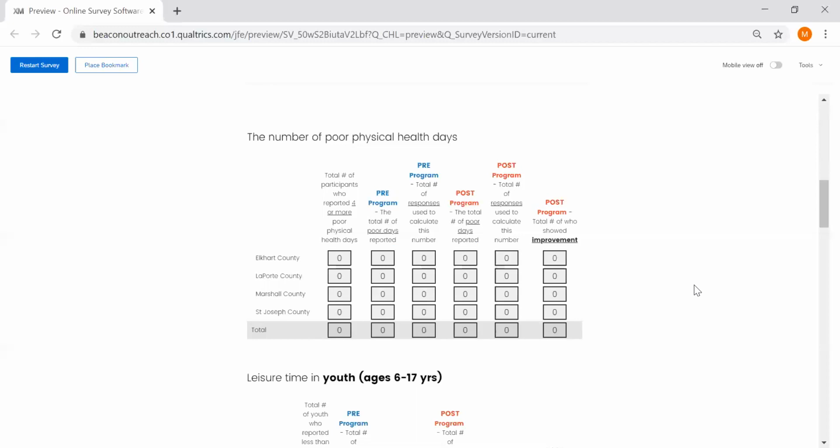Second is looking at the pre-program or intake numbers for that indicator. In this case, the total number of poor days. This should be the sum of all days reported by all participants during the pre-program evaluation or intake. Third is the total number of respondents who completed a pre-program evaluation, or the total number of individuals contributing to the number of reported poor health days.